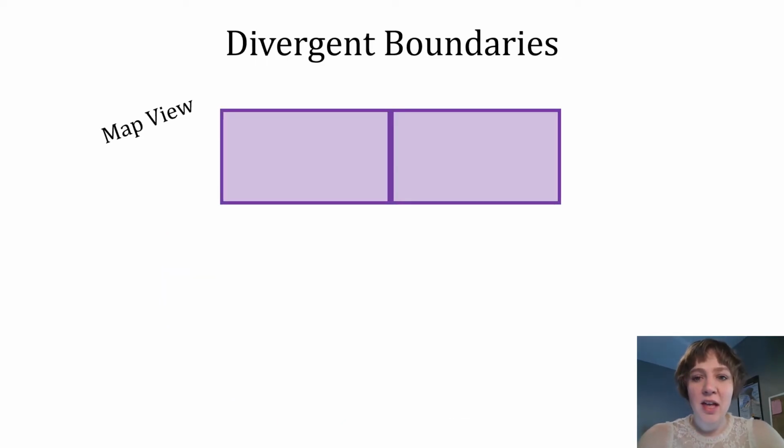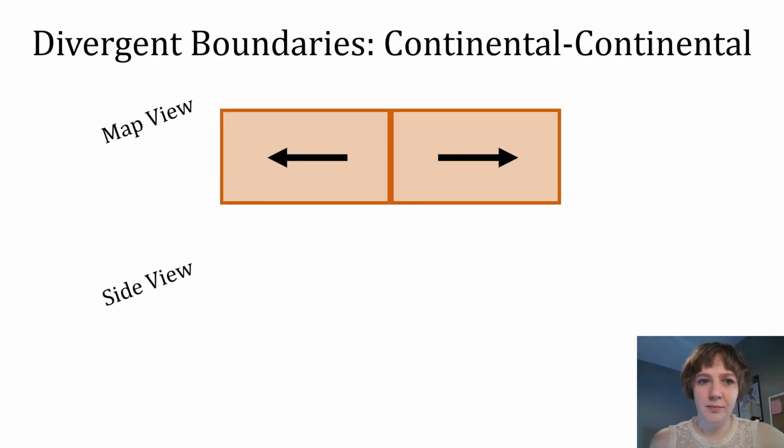Generally speaking, a divergent boundary is any boundary at which two plates diverge, meaning they move away from one another, like so. The first instance that we'll consider is continental-continental divergence, in which a single continent tears itself in two.